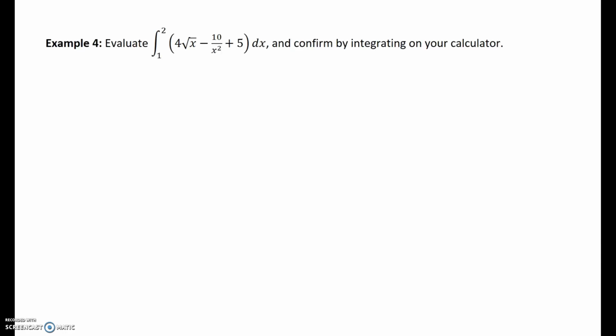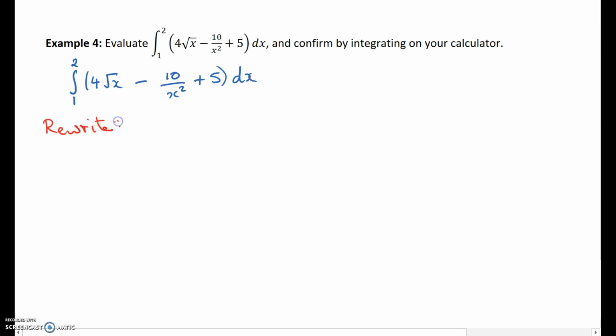Okay, now this integral involves square roots and reciprocals, so again it's one that's going to require a rewrite. So the original is the integral from 1 to 2 of 4 root x minus 10 over x squared plus 5 dx. Okay, so let's go through the different steps here. It's going to be a rewrite first of all. Just like with differentiation, if we have to integrate, then anytime we're integrating a square root or a reciprocal, we're going to rewrite the problem.